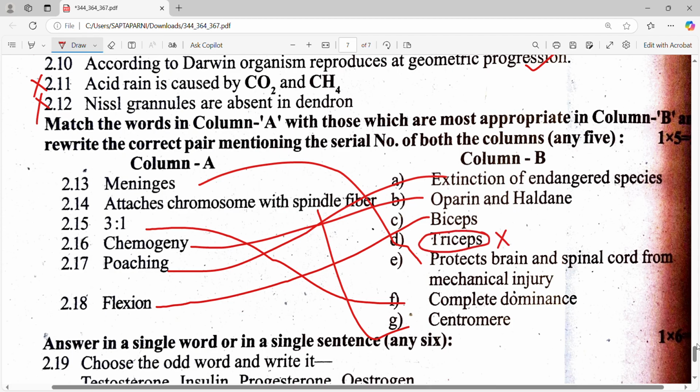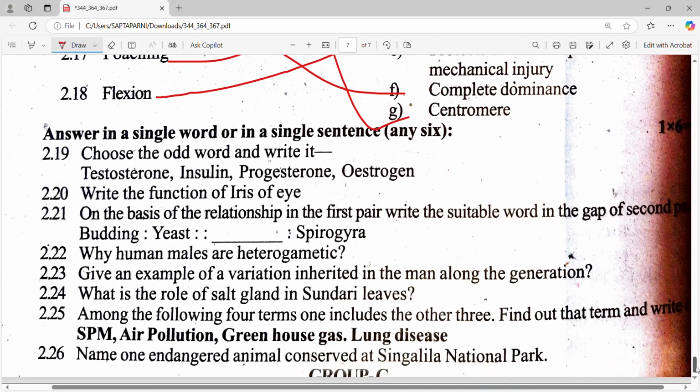Okay. Next, you have to answer in a single word or single sentence. Choose the odd man out. Testosterone, insulin, progesterone, estrogen. Insulin is not a steroid hormone, so it is the odd man out. Write the function of iris of the eye. See, what does the iris do? Iris controls the diameter of the pupil. Okay, and that is how it controls how much light could enter the eye.